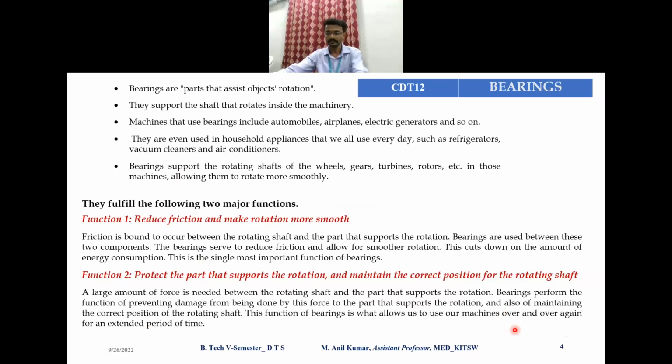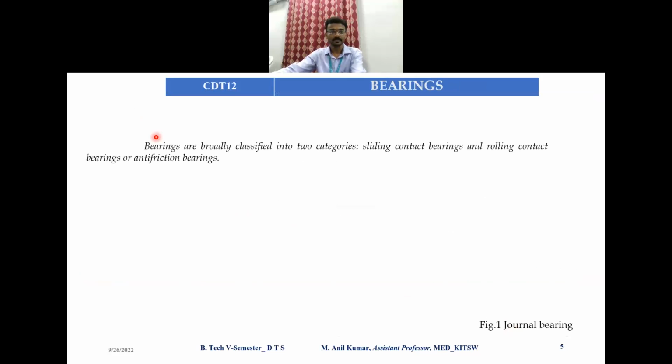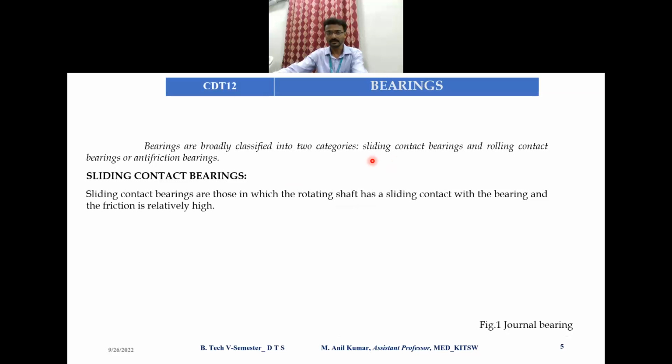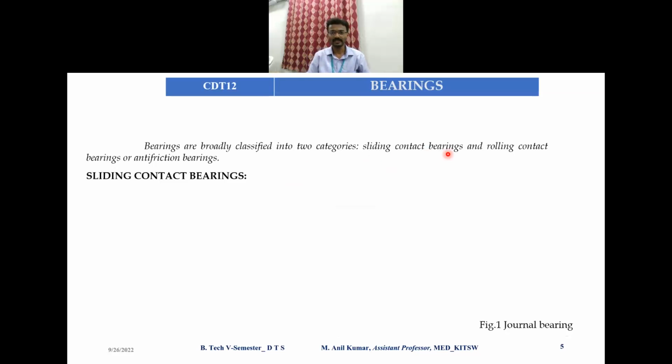Coming to the next slide, bearings are categorized into two categories. One is the sliding contact bearing, and the other is the rolling contact bearing or anti-friction bearing.